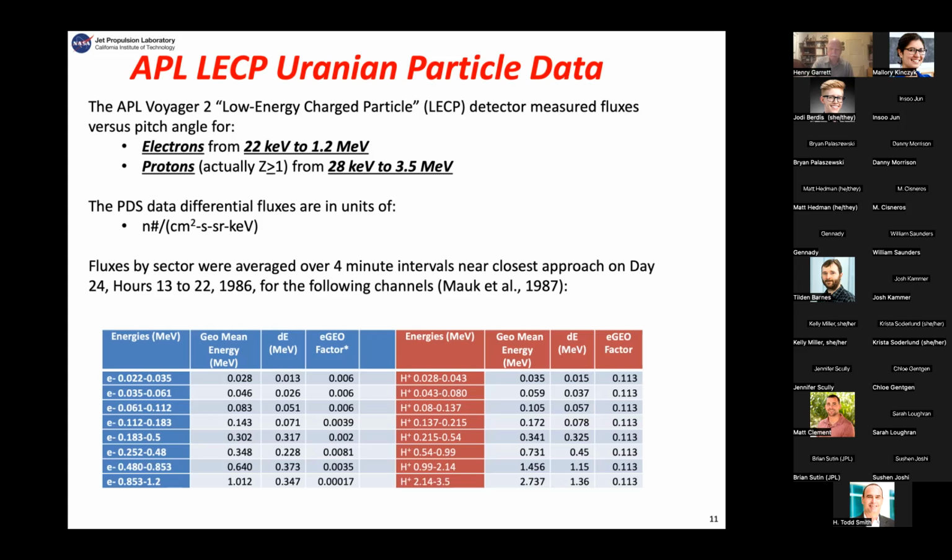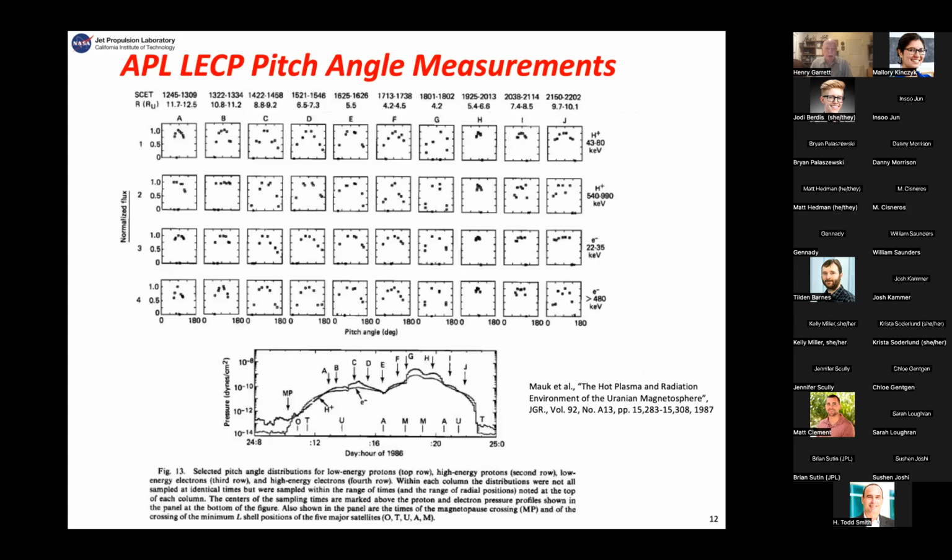Now, this is the big issue. APL published the pitch angle distributions at 10 positions. And in trying to fit the model, we decided we would use those pitch angle distributions and those spectra at those locations, and then interpolate logarithmically between the data to do the model. That was the simplest and cleanest way to do it. So we have pitch angle distributions that we fit, as they're shown here. Some of them obviously aren't too good, but most of them are very good. And so we were able to use that data.